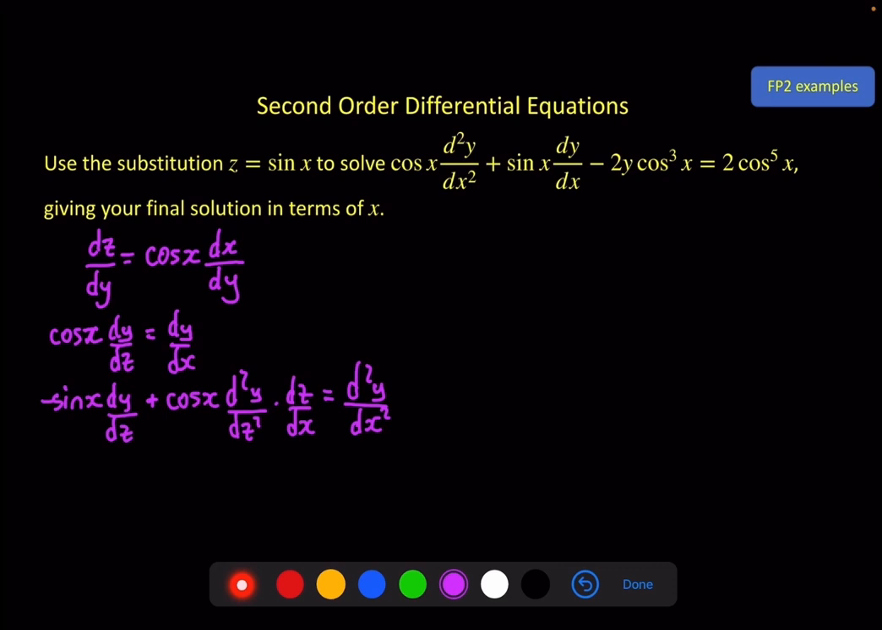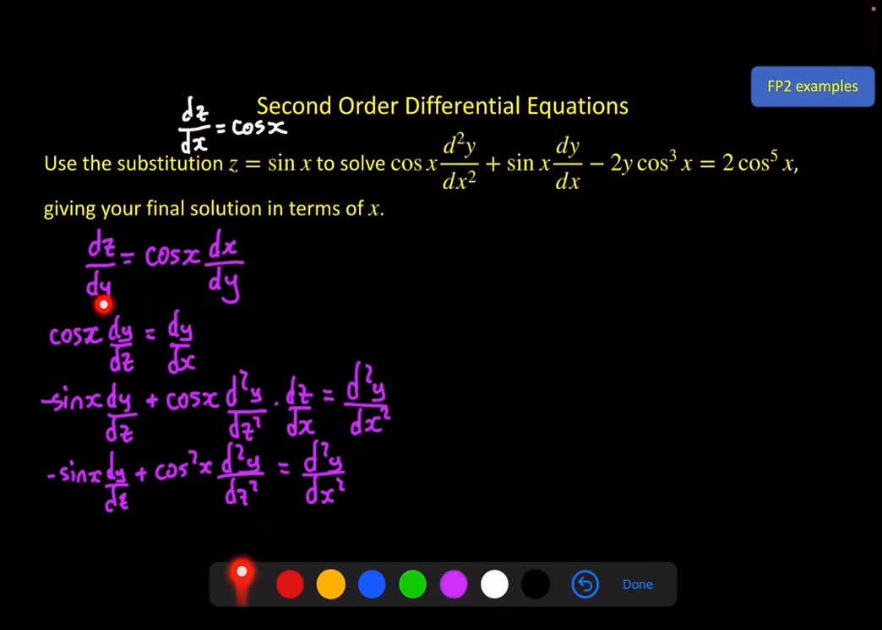Also, as before, I've got a derivative in here that I don't yet know and do not want, but I can find that by considering the original equation. If z is equal to sine x, then dz by dx is equal to cosine x. So I can substitute that in here to get minus sine x dy by dz plus cos squared x d2y by dz squared is equal to d2y by dx squared. Now I have an expression for dy by dx and an expression for the second order derivative.